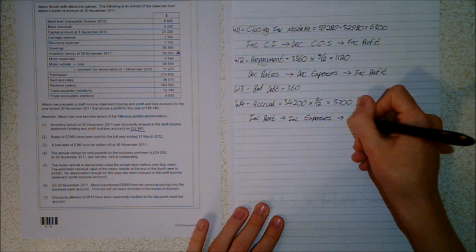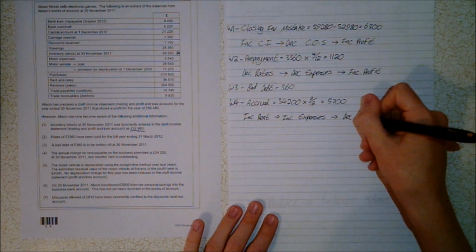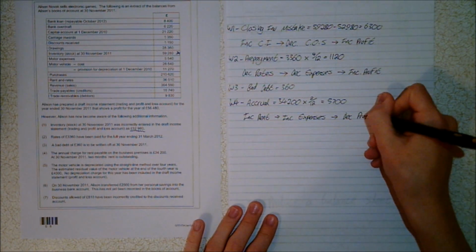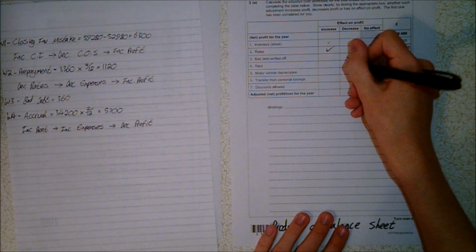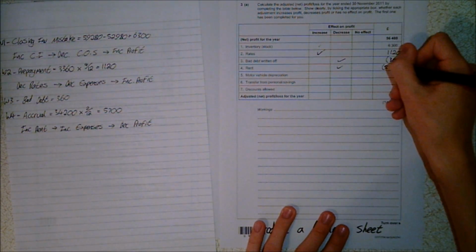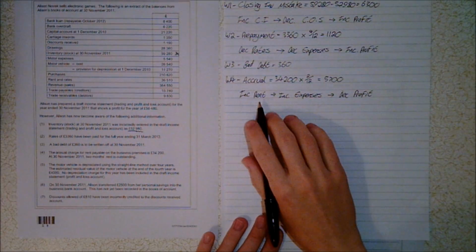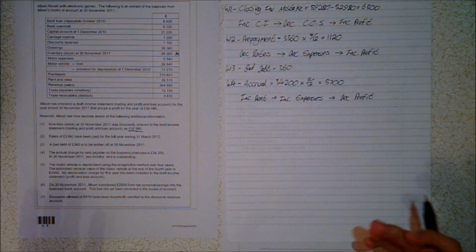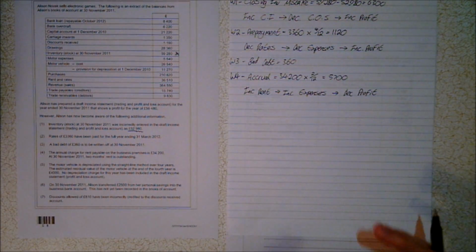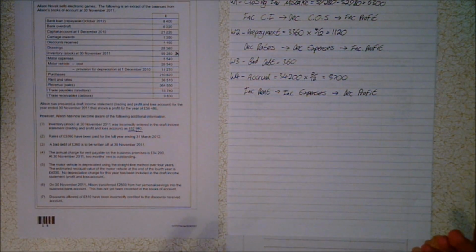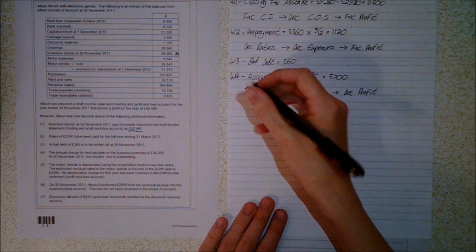Increasing our expenses is going to do the opposite of what we did with our prepayments; it's just going to decrease our profit by 5,700. So tick decrease, take away 5,700. It's fairly simple once you understand this chain, how it goes on, how it affects your profit, how things increase or decrease your expenses, or increase or decrease revenues.